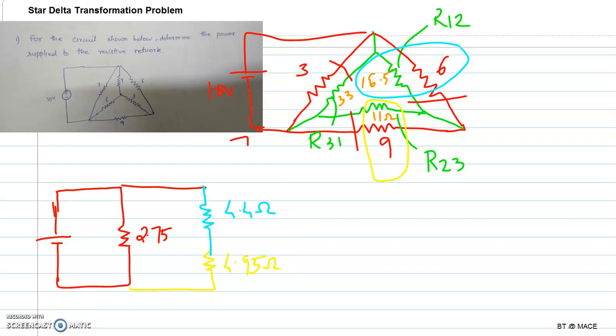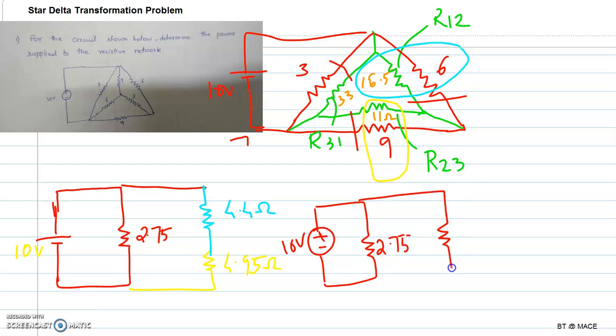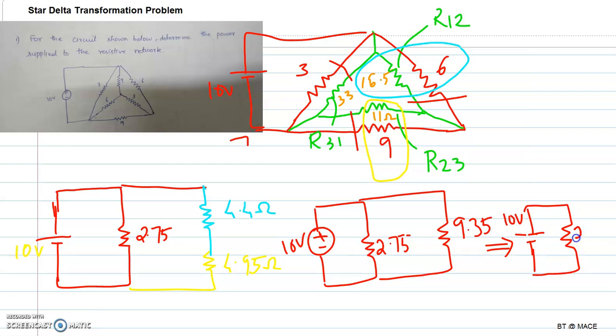Now, so this is 10 volt. Now you can just redraw this figure. 10 volt, 2.75, 4.4 and 4.95, it is 9.35. So the equivalent resistance is again 10 volt, and the resistance is 2.125.